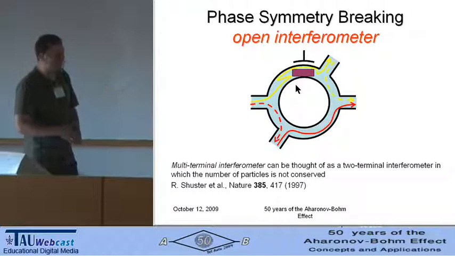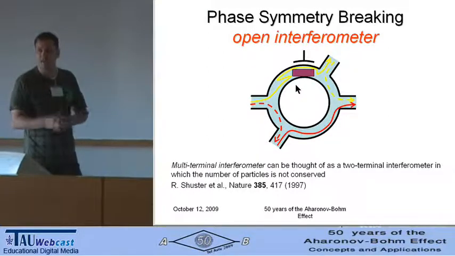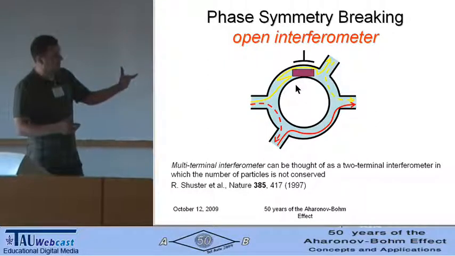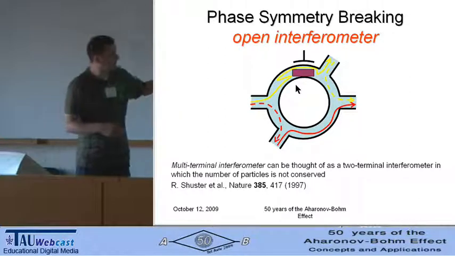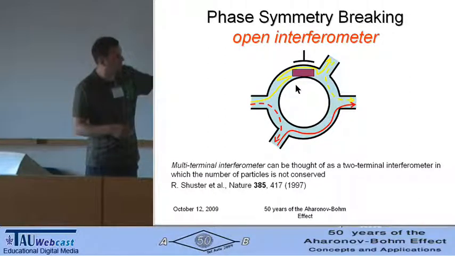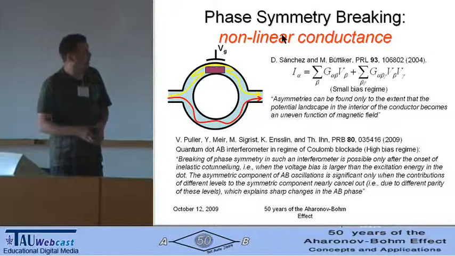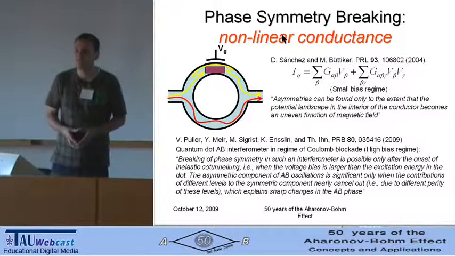So you can use an open interferometer, which is actually a multi-terminal interferometer, which obeys a certain set of Onsager-Büttiker symmetries. But when it is looked upon as a two-terminal interferometer, the phase symmetry is broken, because the number of particles which enter the interferometer through the left lead is not necessarily the same as the number of particles which leave it through the right lead.